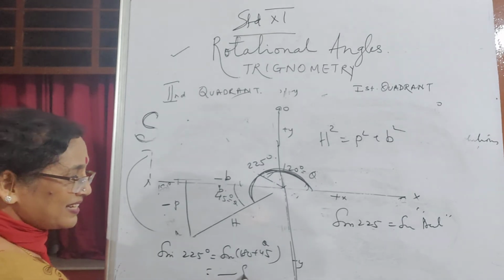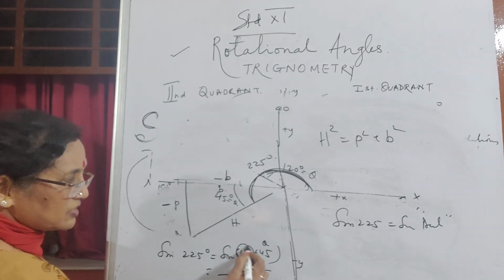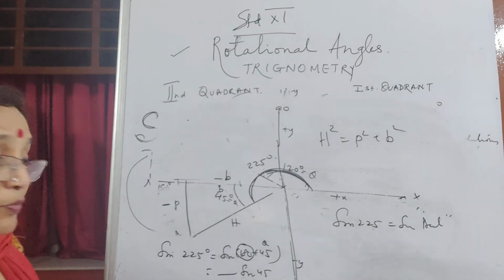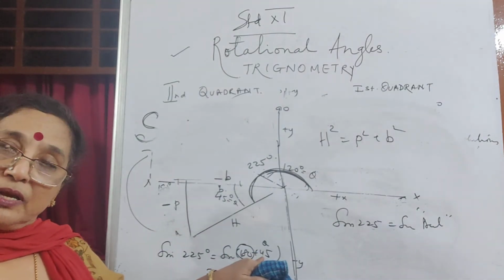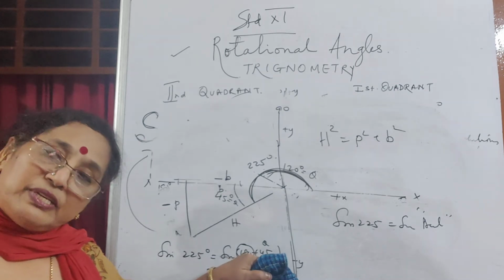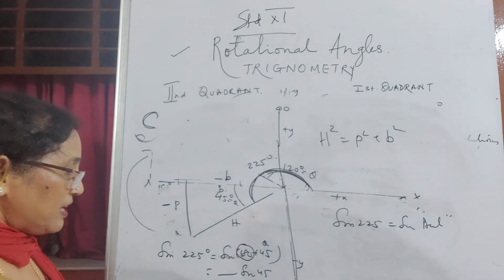So it will be minus sine 45. Forget this, this is the baseline. So we are only taking the angle. How much below or above the 180? How much below or above the 360? So 45 and sine 45.